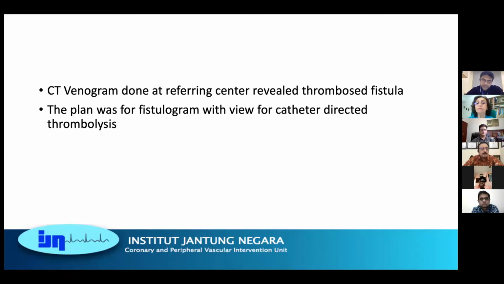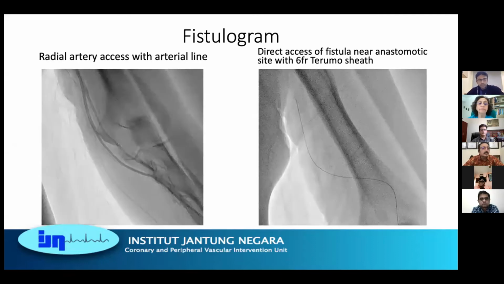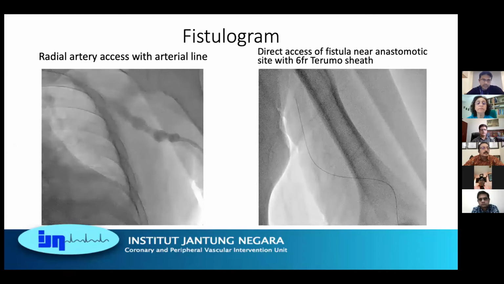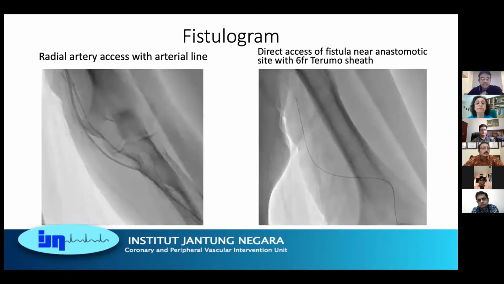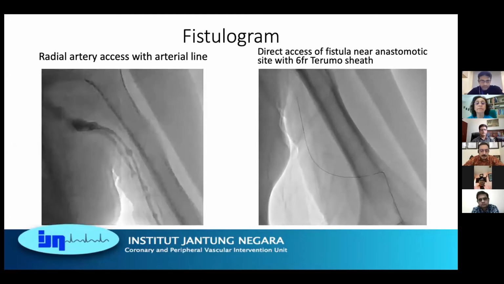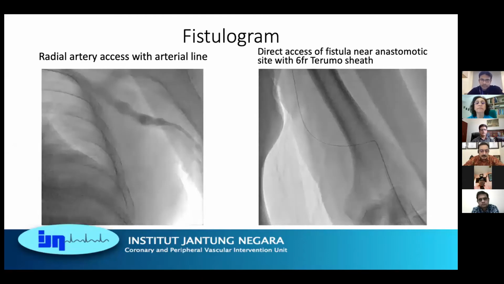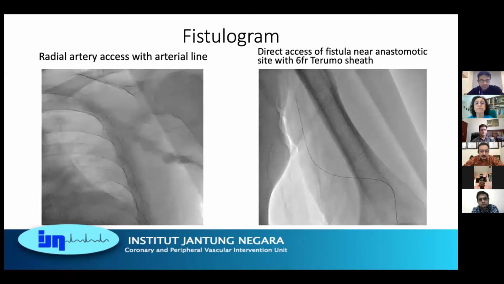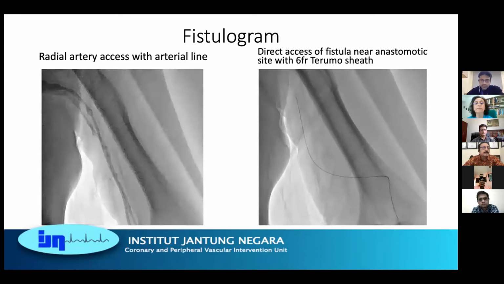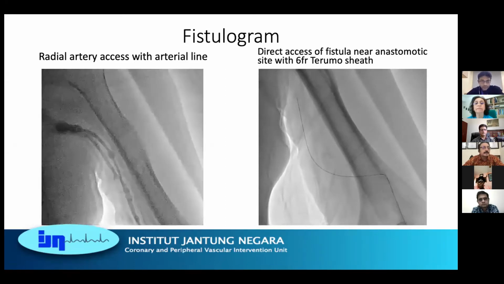So in this patient, he had a good radial pulse. So I actually had a radial access and then took a shot. But unfortunately, I could not see any flow down the venous limb or at the anastomotic site. So I punctured directly into the fistula just above the anastomotic site. And this was a 6 French Terumo catheter, but I was careful not to push it all the way in. And when I did a fistulogram, this was the findings.